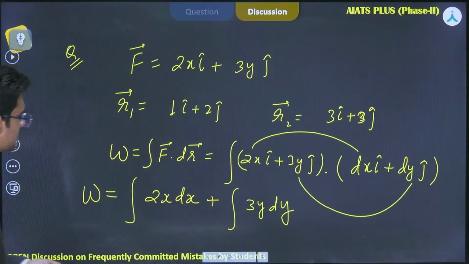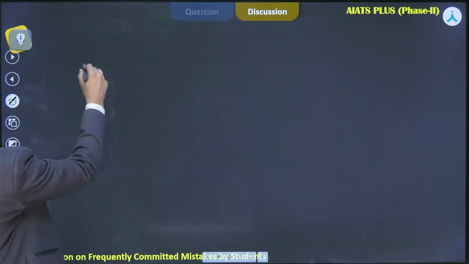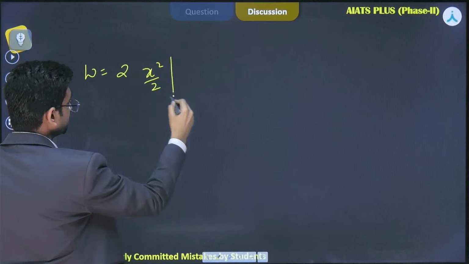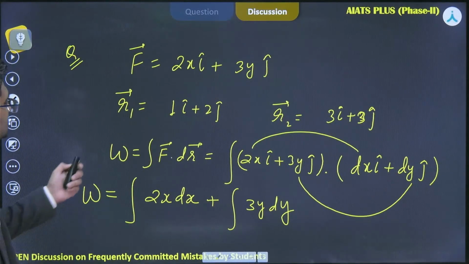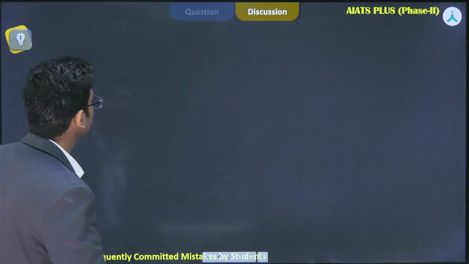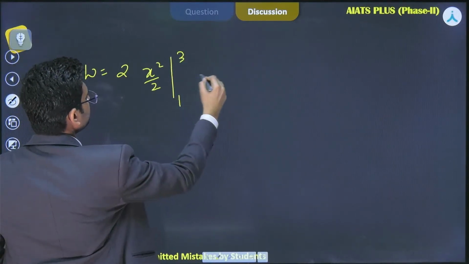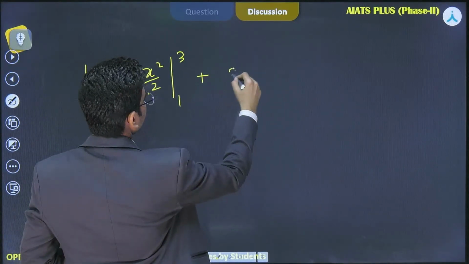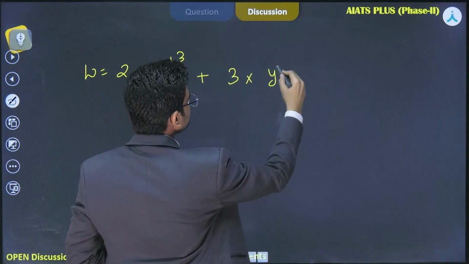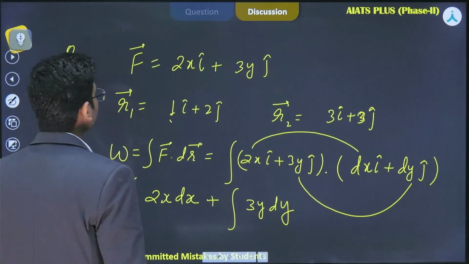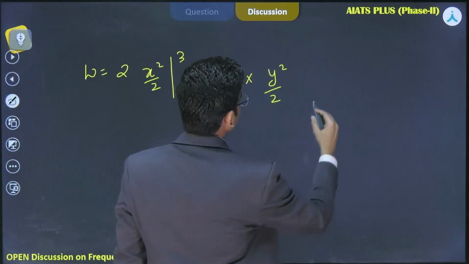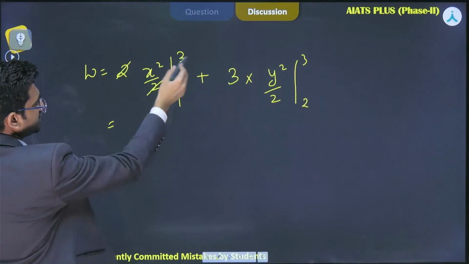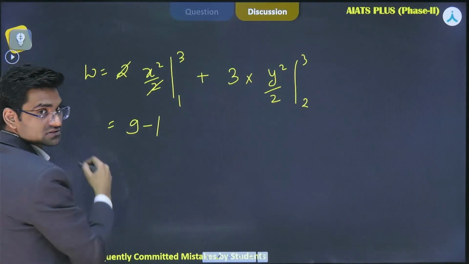Can you solve this now? So this will become 2x dx, work done. So 2 will come out, integration of x will be x square by 2. The limit of x is 1 to 3, right? So this is from 1 to 3, plus 3y. So the integration will become, 3 will come out, y square by 2, and the limit would be from 2 to 3. So this is the limit from 2 to 3. 2 and 2 will get cancelled. 3 square means 9, minus 1 square means minus 1.